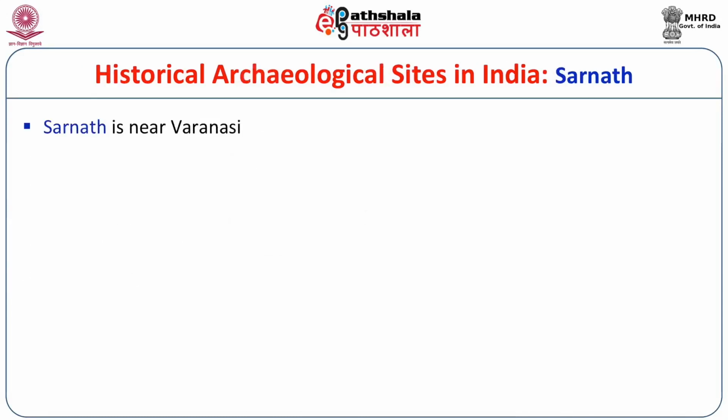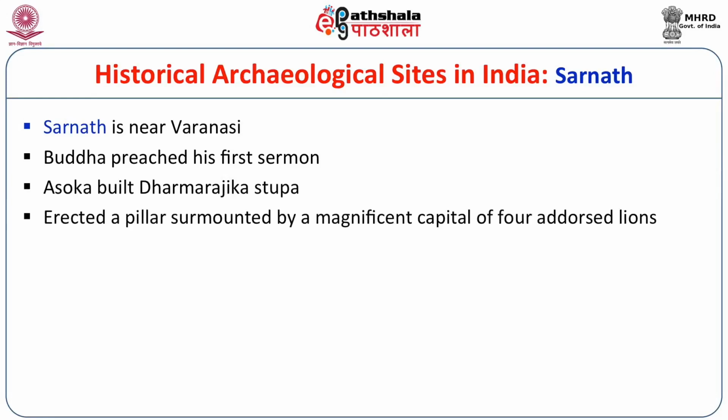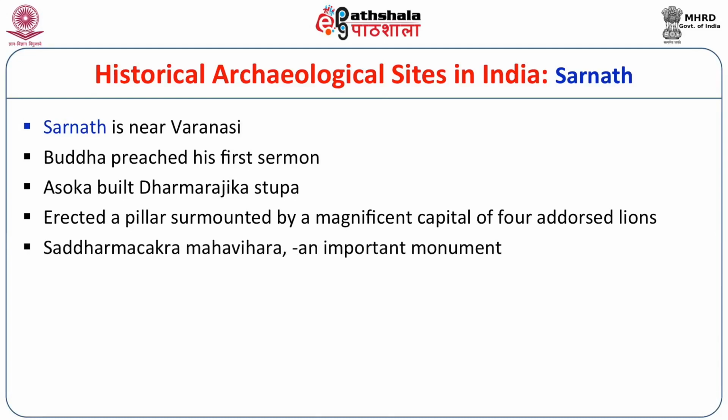Another important site is Sarnath. This is also a very important site for Buddhism. Sarnath is found near Varanasi. Buddha preached his first sermon at this particular site, and Ashoka built a stupa at this site, and also he erected an important pillar with 4 lions seated back to back, which forms the emblem of India. And this site is very important for Buddhism, and it acts as a pilgrimage center.